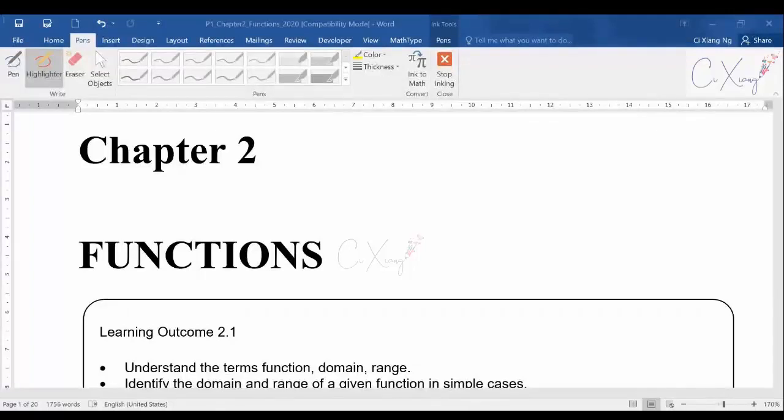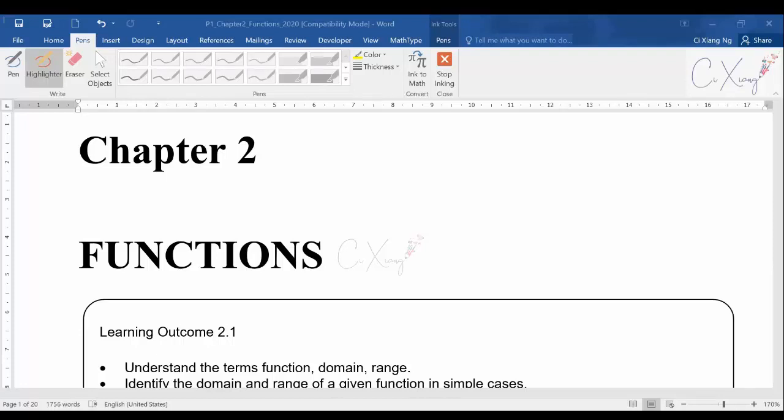Okay, so for this video onwards, we are going to discuss chapter 2, which is about function. I believe that most of you learned function before, but for the A-level syllabus, they are more focused on domain and range. So I believe that the domain and range part is something quite new to most of you. Maybe you learned the words domain and range, but for the A-level syllabus, they are going to test you more on the understanding.